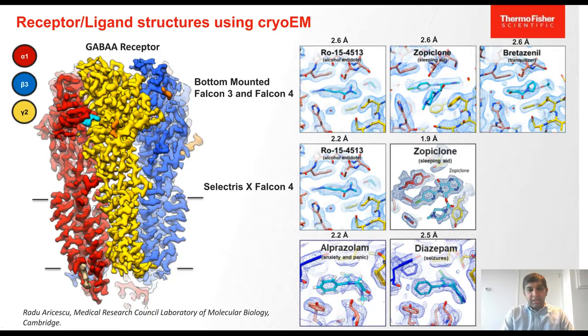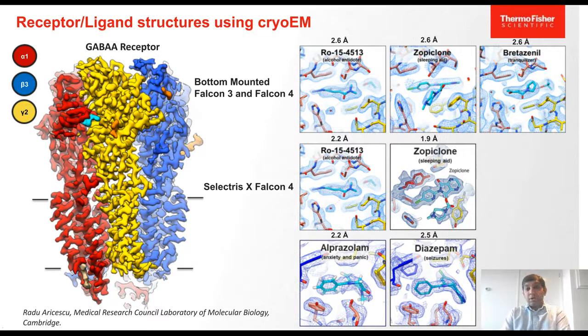And in case of two of these drugs, we managed to put them onto the Selectris Falcon 4 system. In case of this RO154513, which is a drug against alcohol intoxication, we used exactly the same grid, which went onto the bottom-mounted Falcon 4 first, and then went onto the Selectris Falcon 4, and the resolution was improved to 2.2 angstroms. And in case of Zopiclone, resolution was improved even further to 1.9 angstroms.